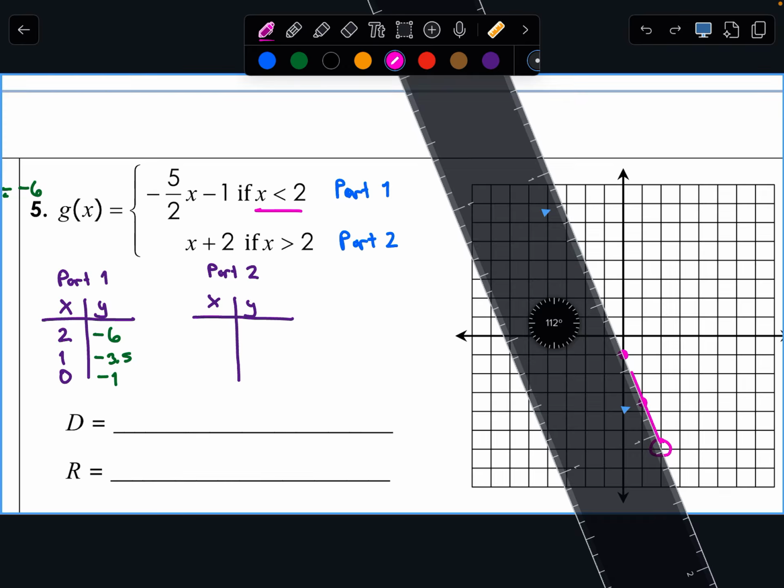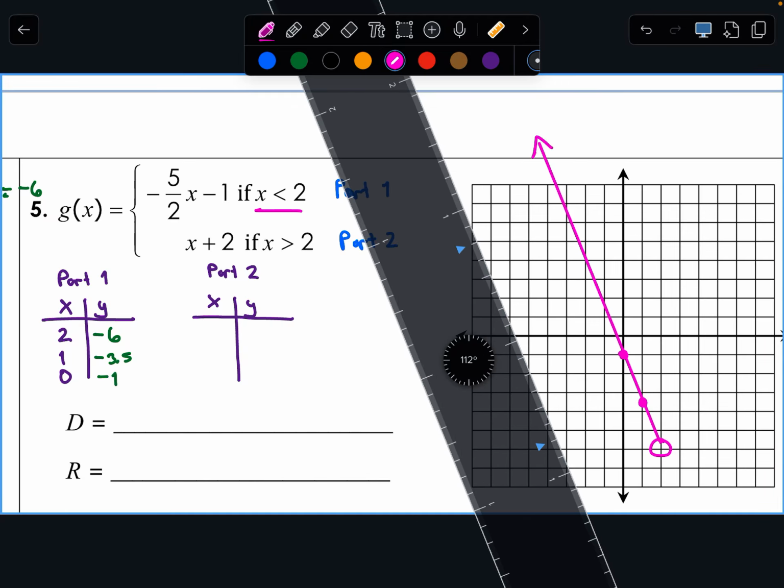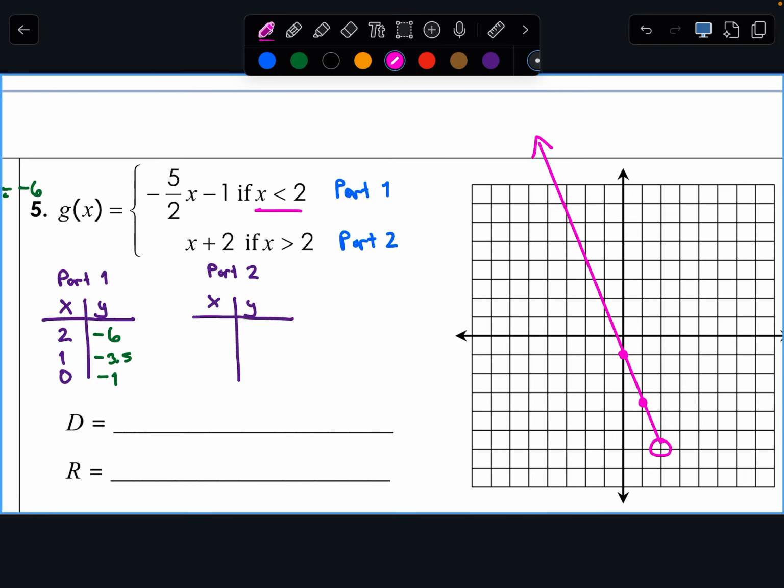So it's going to basically be kind of like this. And remember, you have to put your arrow on the end because it's going to continue to be less than 2. Okay? All right? So basically, you make a couple of points, and then you connect. Okay? So that's how you do that. All right? That's for part 1.